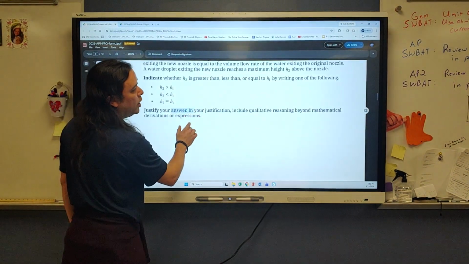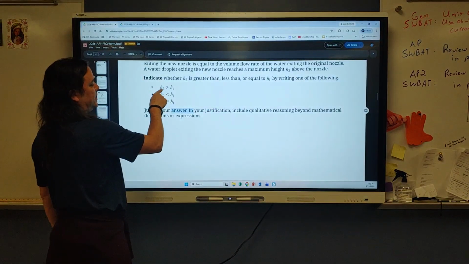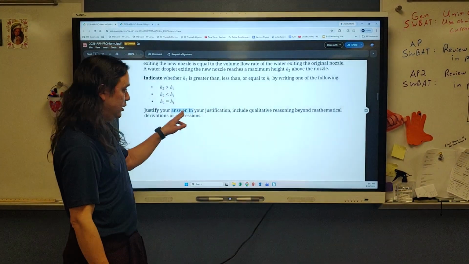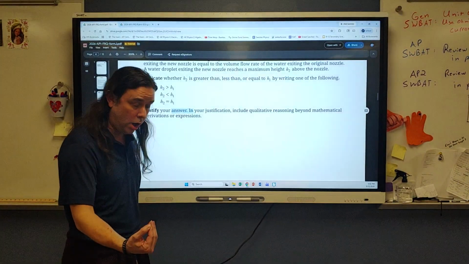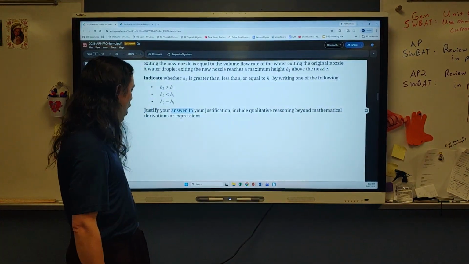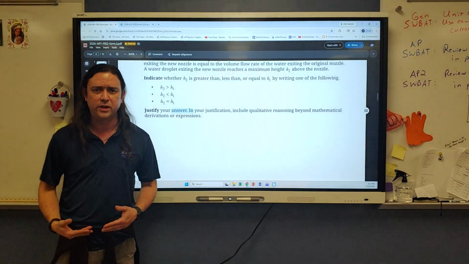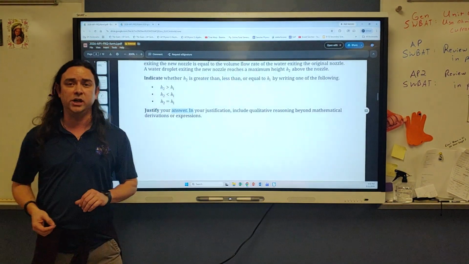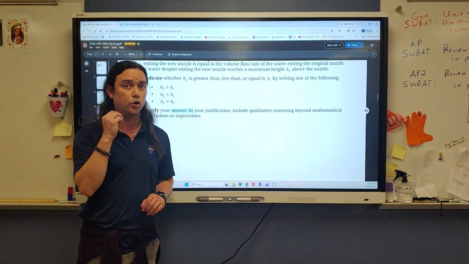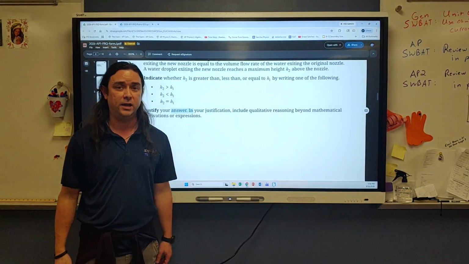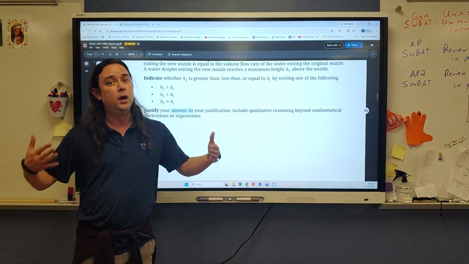Indicate this by writing one of the following. In this case, H2 should be higher than H1. Justify your answer. In your justification, you must include qualitative reasoning beyond mathematical derivations or expressions. You can use equations in this, but basically when you see the word justify, usually we're grading your words. So if you just have equations, don't expect to get possibly any points at all.